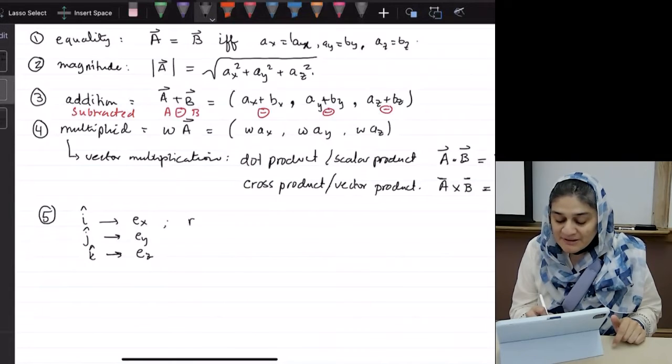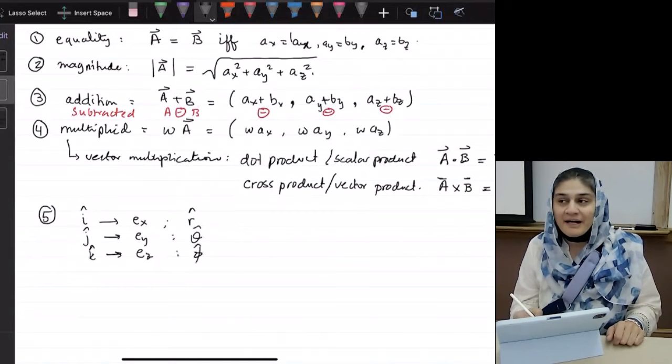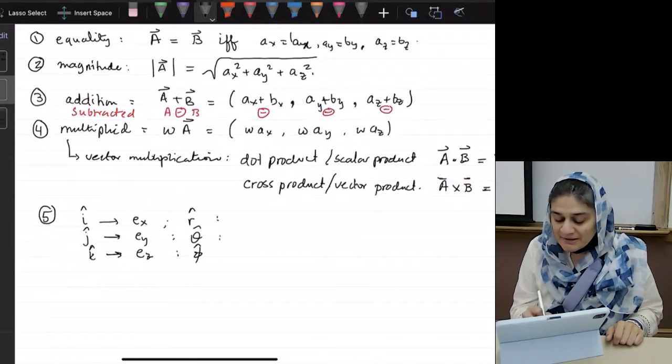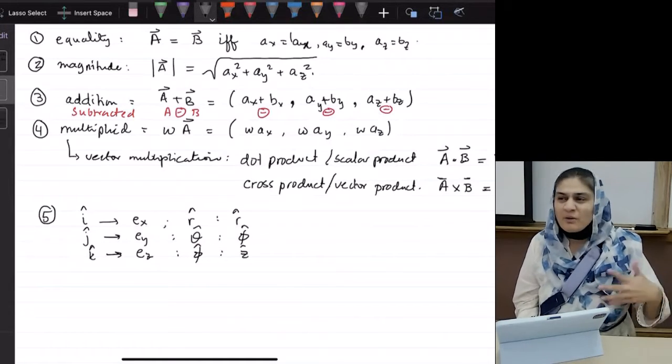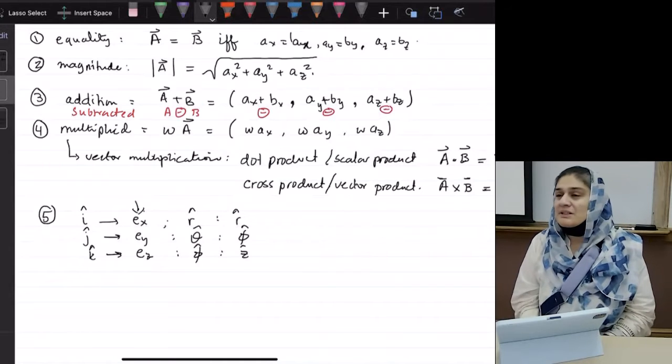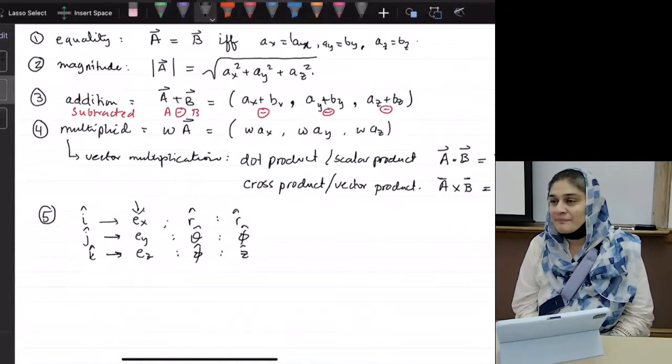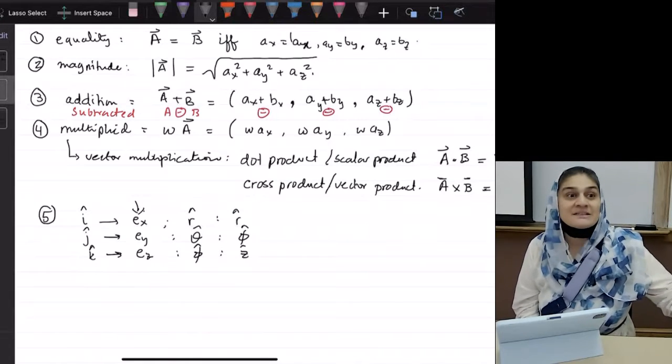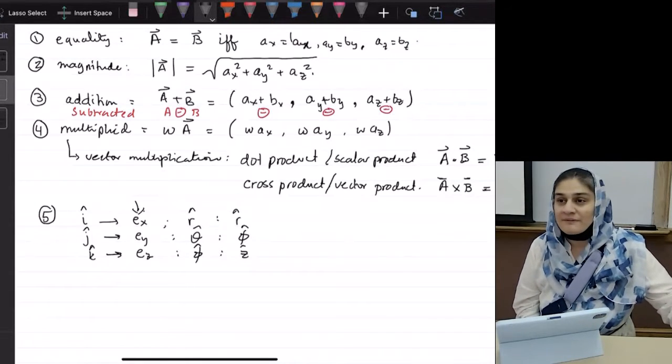So for example, in the spherical coordinate system, you will have R hat, theta hat, and phi hat. And in the cylindrical one, you will have R, phi, and Z. So instead of worrying about which ones you're in, people tend to just use E's for all of them. It's just whatever representative unit vector is being used.